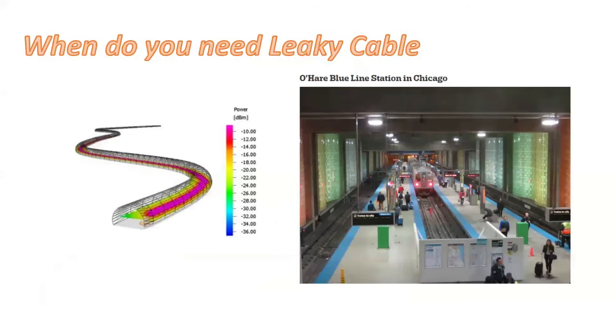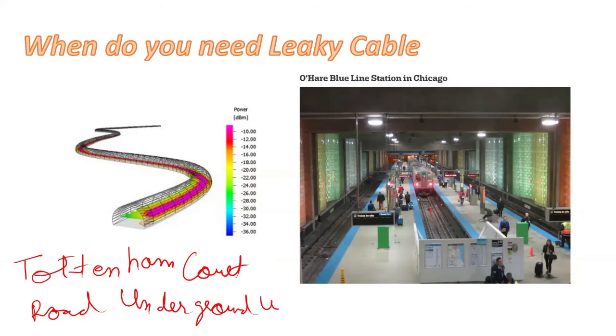So in circumstances like tunnel works, where it is impractical to install a network of traditional RF antennas, we can use these leaky cables. When I was working in London, I was working on this one station called Tottenham Court Road Underground. I was working on this project. It is in London.